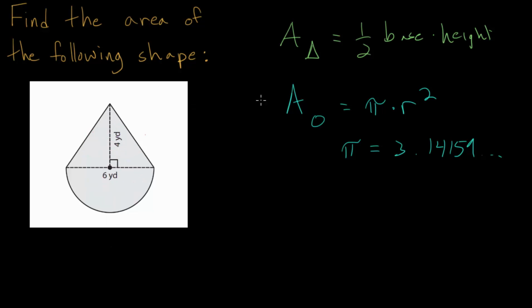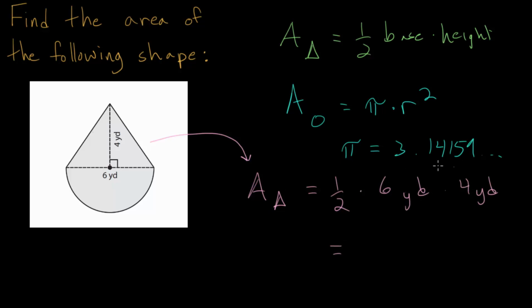So let's start with the triangle. We know the base of this triangle is 6 yards and we know its height is 4 yards. So if we use the formula, the area of this triangle, this piece right here, is 1/2 the base, which is 6 yards, multiplied by the height, which is 4 yards. 6 times 4 is 24, divided by 2 is 12, and yards times yards would be square yards. This should make sense because we're dealing with area, and area deals with square units.